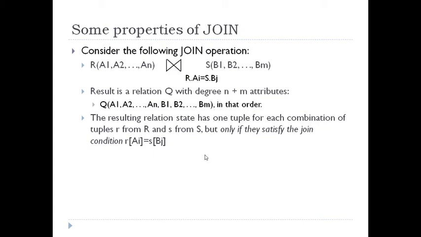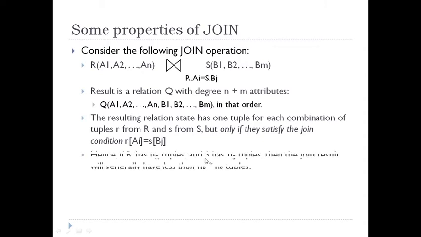Then the resulting relation state has one tuple for each combination of tuples r from relation R and s from relation S. How will it take these combinations? Only if they satisfy the join condition. If this condition is met, only those tuples will be added to the result.